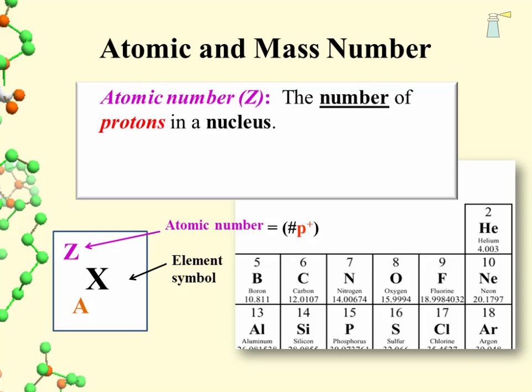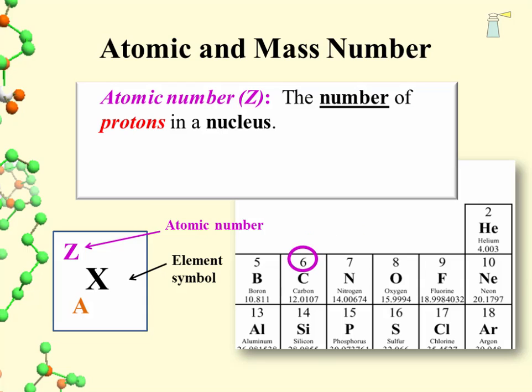Additionally, we know that in an atom, the number of protons equals the number of electrons. Therefore, the atomic number will also tell us how many electrons there are in the atom. When we get to ions, we will see that this proton-electron equality does not hold. But for atoms, it does.